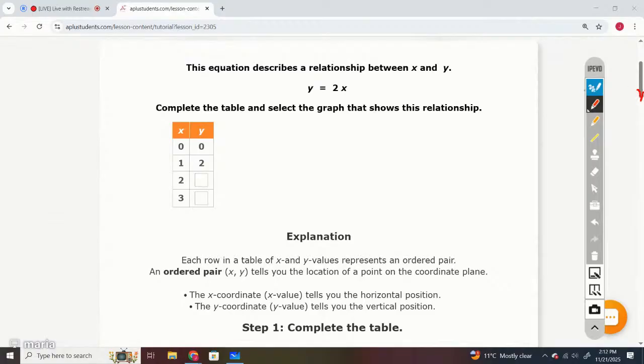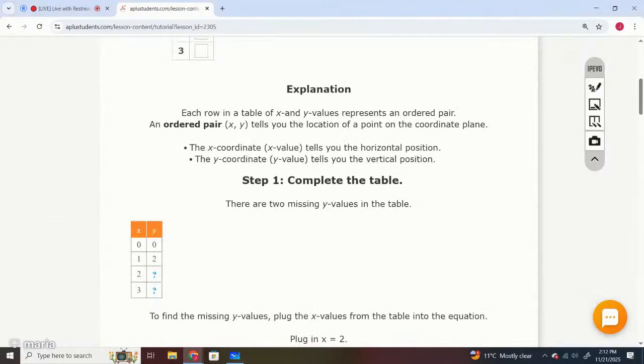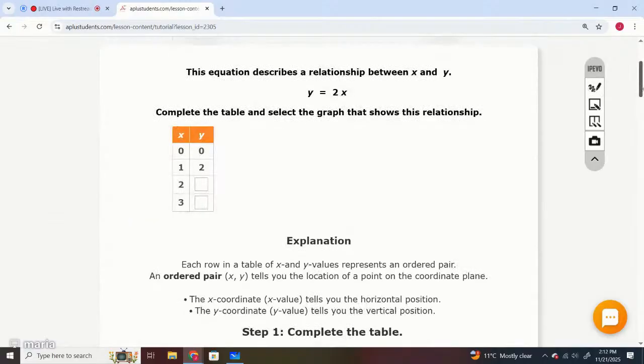So each row in a table of x and y values represents an ordered pair, and x, y tells you the location of a point on the coordinate plane. The x coordinate tells you the horizontal position and the y coordinate tells you the vertical position, right? This is about the table.